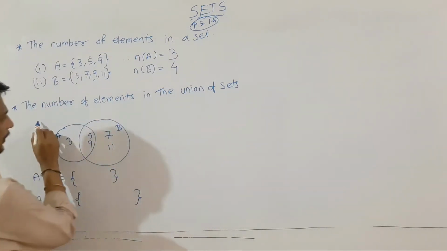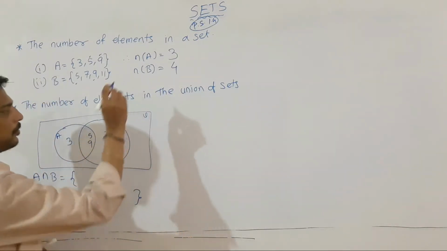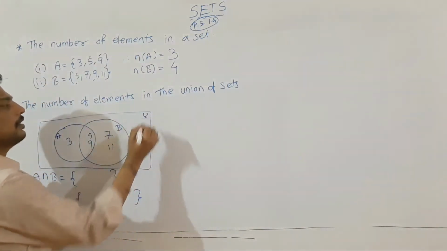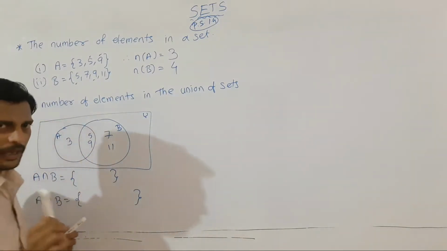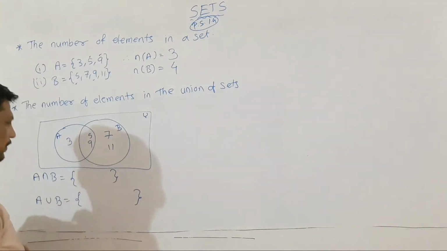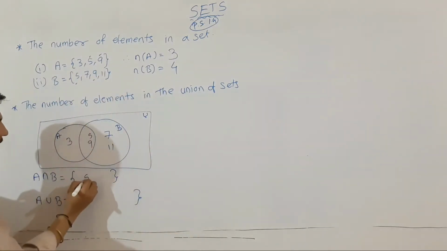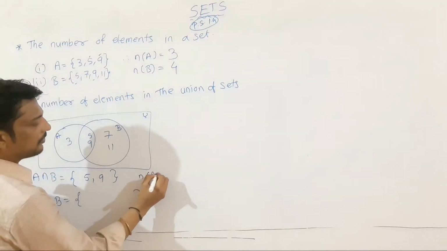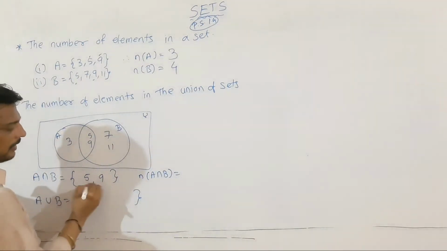Now if I draw a full box, I can call it the union set, isn't it? Set U. Now what is intersection then? A intersection B. In the last lecture we have seen A intersection B is nothing but the common elements between these two. And what are they? 5, 9. So what will be n(A intersection B) then? 2. Only 2 elements are there.